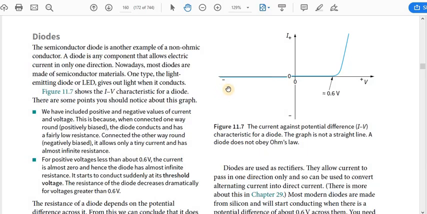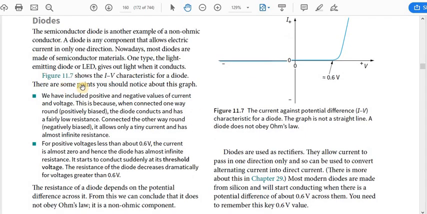If you connect the LED the other way around, it doesn't let current flow, so it doesn't emit light when it's connected the other way around. Okay, so we call this forward bias and reverse bias. When you connect it the correct way around, it conducts, and we call it forward bias. If you connect it the other way around, it doesn't conduct, we call it reverse bias.